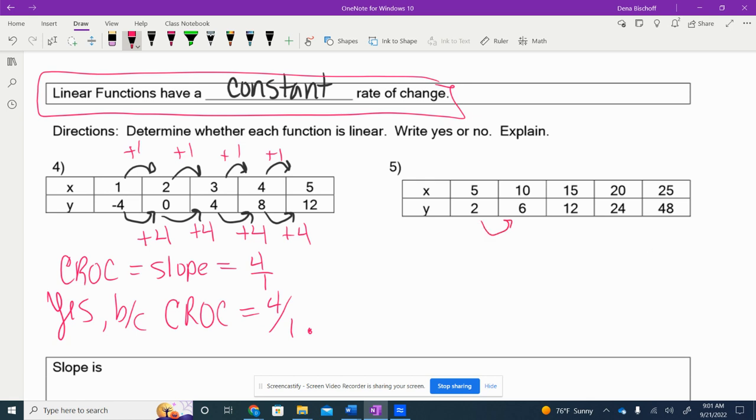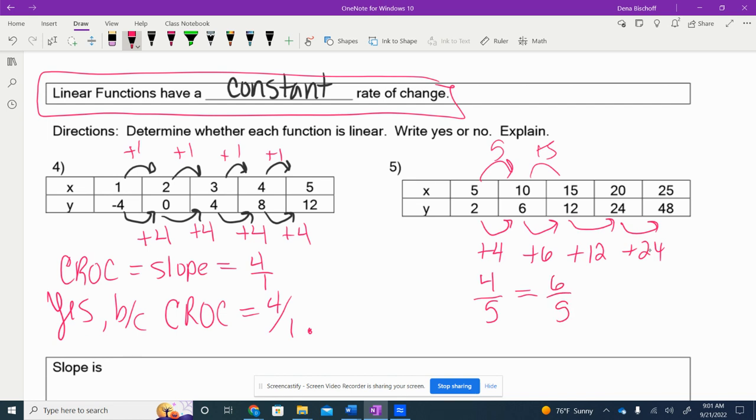What's happening here? Plus 4. What's happening here? Plus what? Plus 12. And here? 5. I'm adding 5, plus 5. So it looks like I have a constant rate of change, or my change is 4 over 5, which does that equal 6 over 5? So do I need to keep going? Have I already shown that it does not have a constant rate of change?